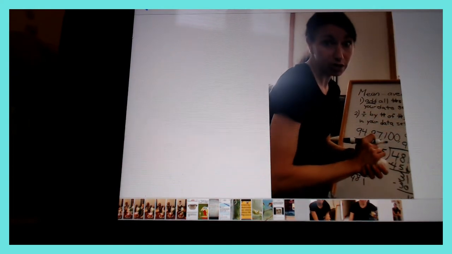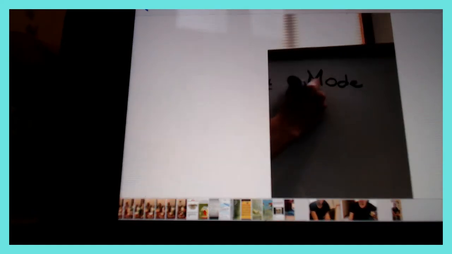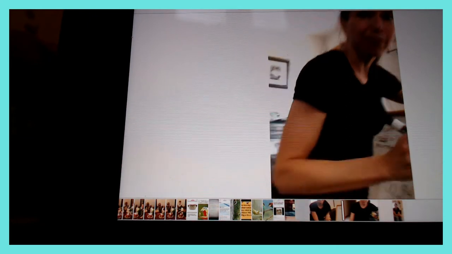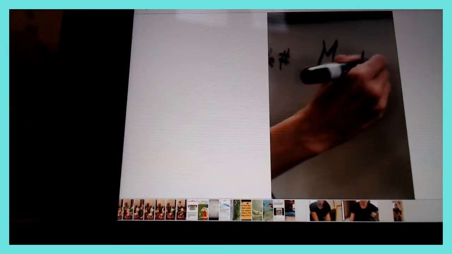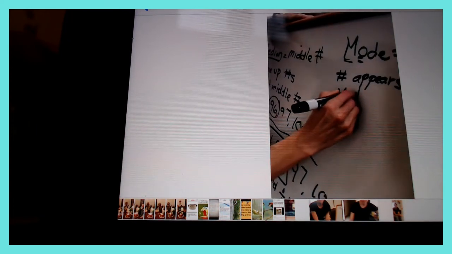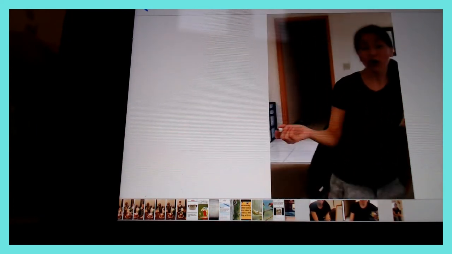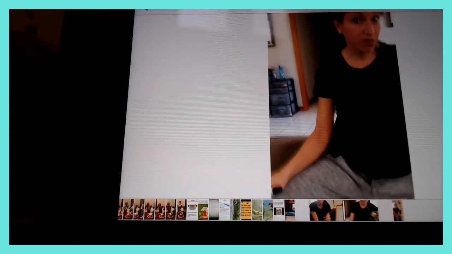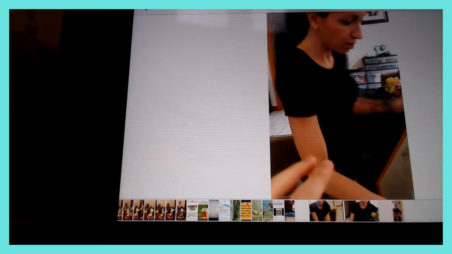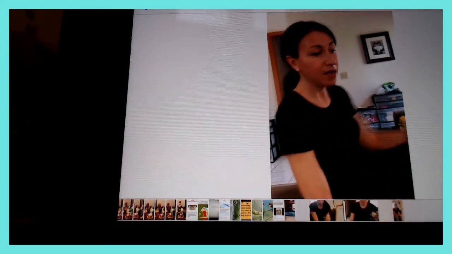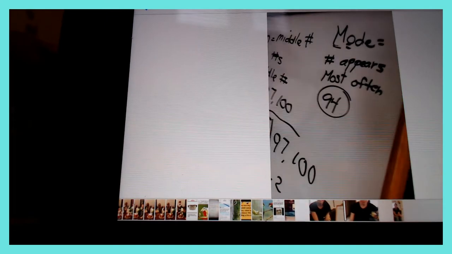It's called the mode. M-O-D-E. What the mode is, it's the number in your data set that appears most often. So for this, there are no steps. All you got to do is use your eyeballs. Look at the numbers. Do you see one that's there more than the others? Well, in Yoshi's data, was there a number there that was more than the other numbers? Yeah, the number 94. So that would be our mode.